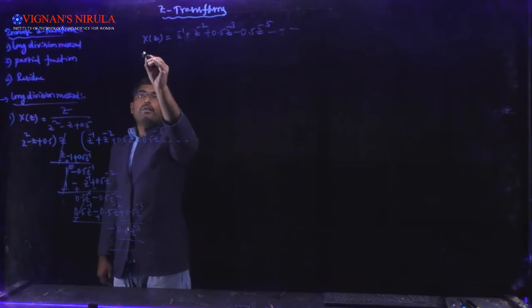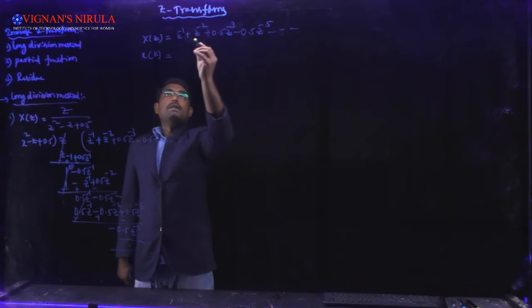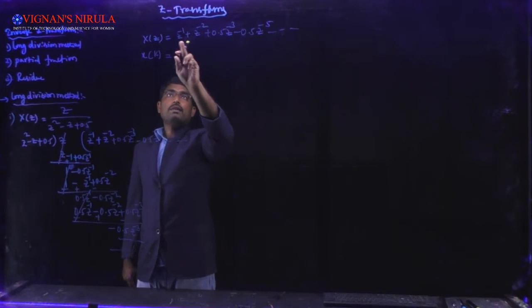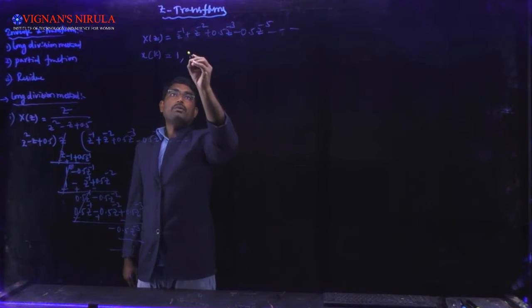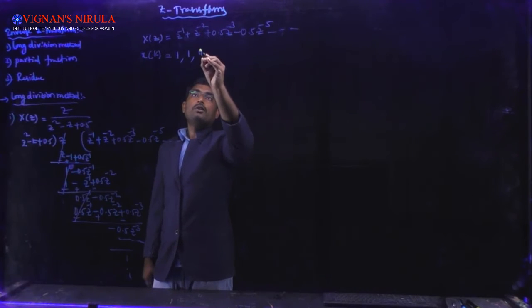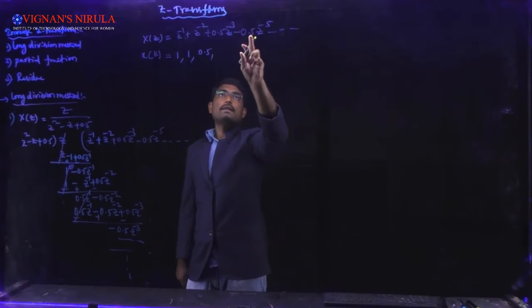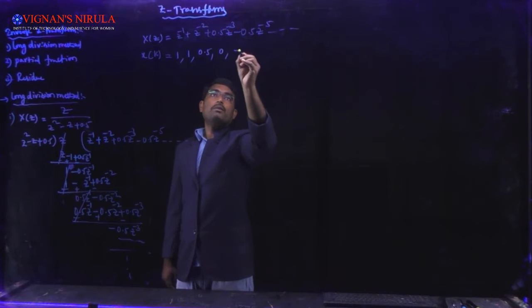Now directly, if you write x of k from this, see here, this is x of 1 into z power minus 1. There is no zeroth sample over here. X of 1 into z power minus 1 means x of 1 is 1, and this is x of 2 into z power minus 2, means x of 2 is 1. This is x of 3 into z power minus 3, means x of 3 is 0.5, and there is no term of x of 4 into z power minus 4, and this is x of 5 into z power minus 5, means x of 4 is 0, x of 5 is minus 0.5.